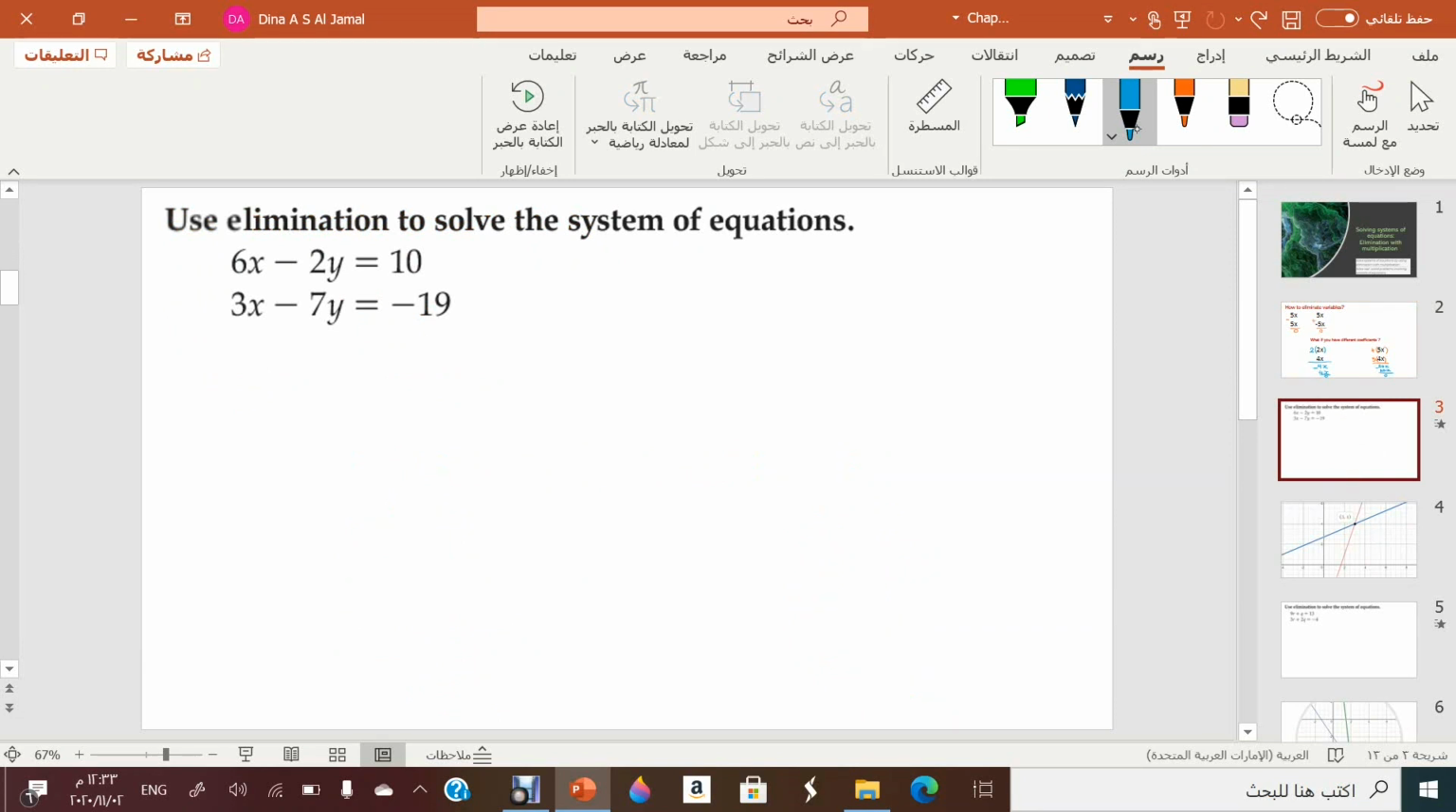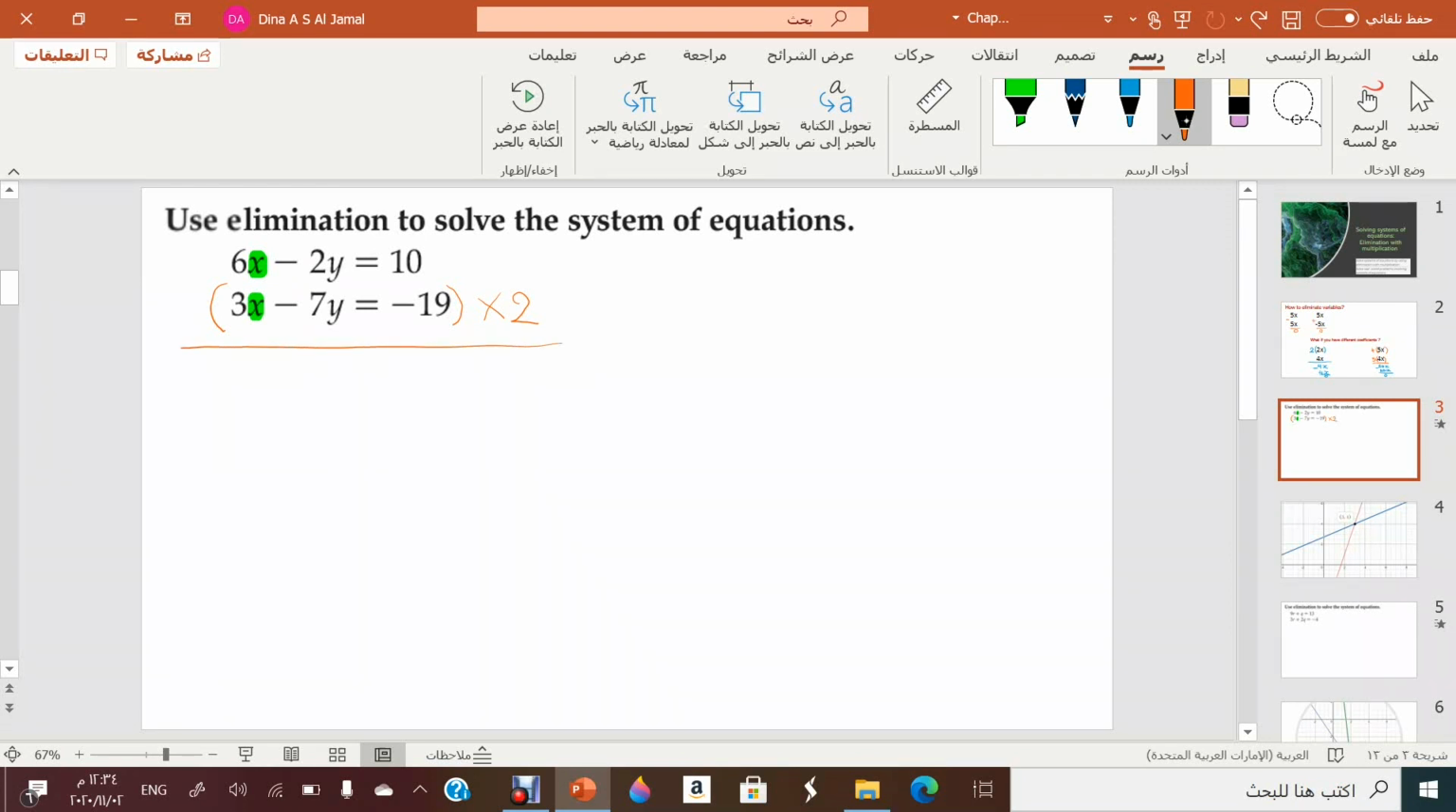After this, we will now use elimination to solve the system of equations. At the beginning, let's decide which variable is easier to eliminate. Look at the variable x. What are the coefficients? 3 and 6. Do I have any relationship? Yes. If I multiply the 3 by 2, then I will have 6. So let's go to the second one. And whenever you want to multiply, you multiply the whole equation, not only the first term. So you will multiply everything by 2.